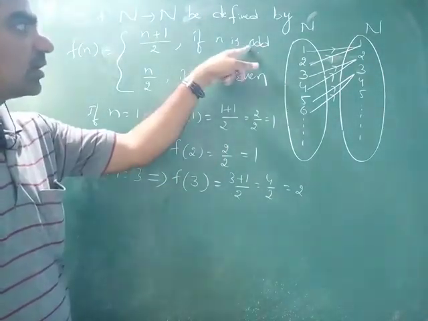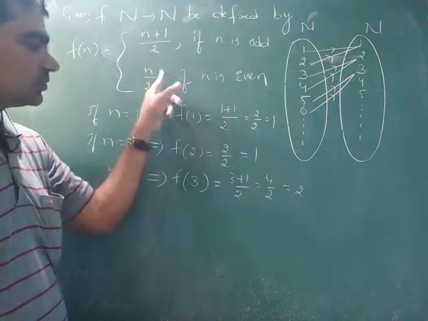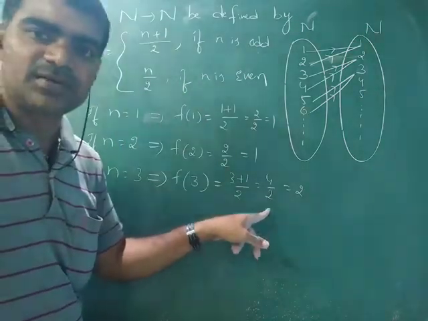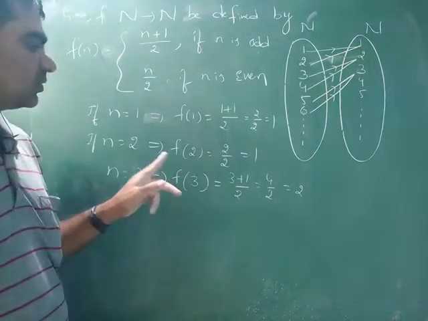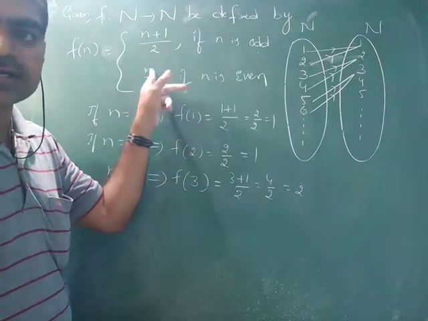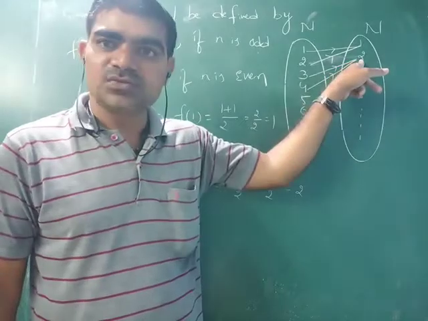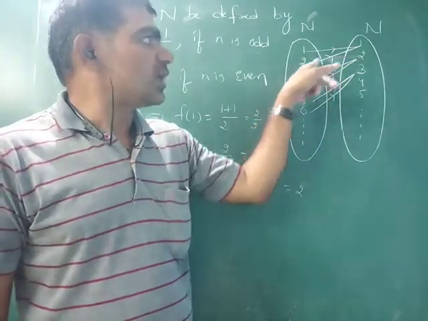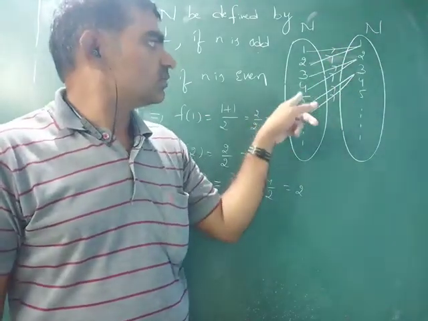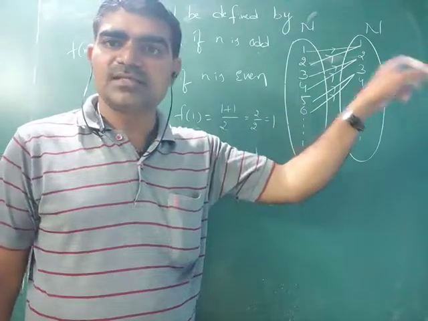3 is nothing but again the odd case. First case: 3 plus 1 by 2. 4 by 2 is what? 2. If you take n equal to 4, second case, again 4 by 2 you get 2. So 3 and 4 have the same image 2. 1 and 2 have the same image 1. 4, 5, 6 have image 3.